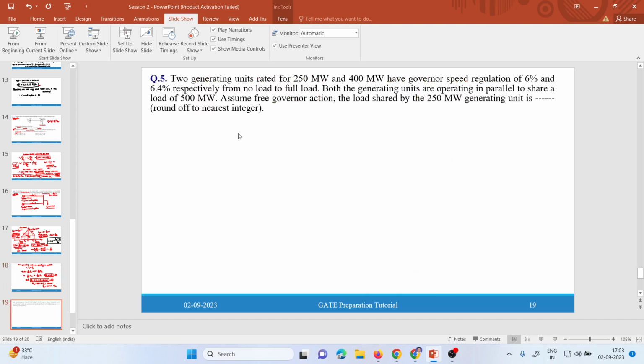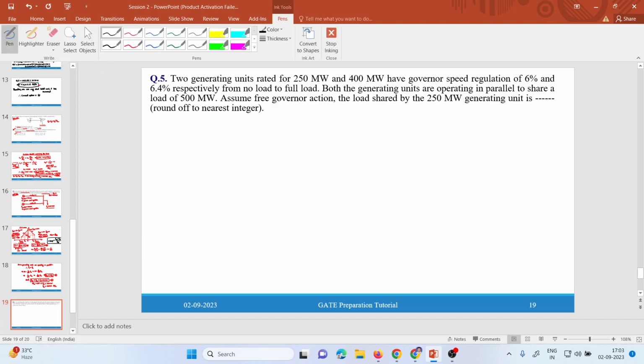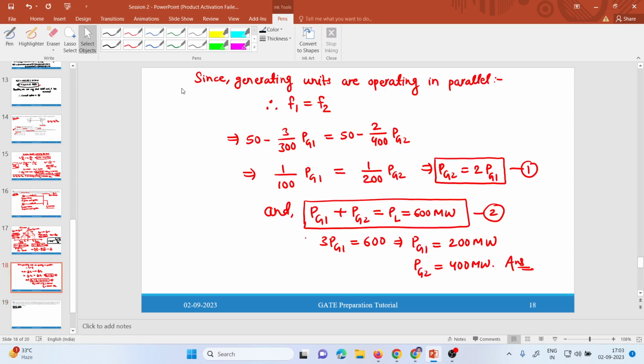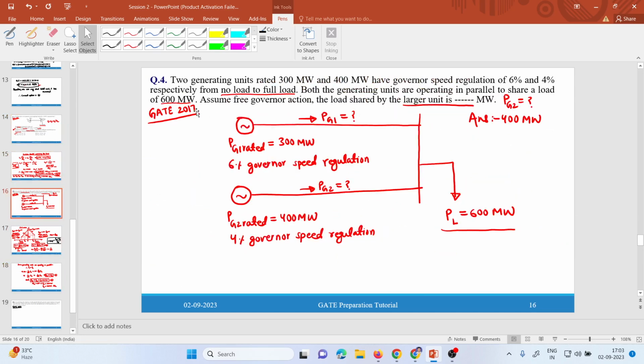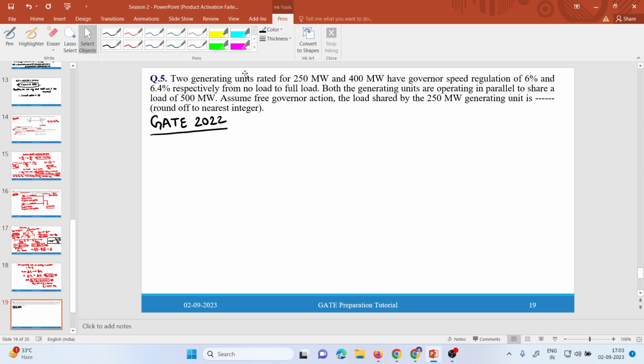This problem has been asked in GATE 2022. So as the previous problem we have solved, this is a similar type, nothing is changed. So you can see that in the GATE exam also they don't change much. This problem we have solved was asked in GATE 2017, and a similar type of problem is asked in GATE 2022. Nothing is changed, just data is changed.